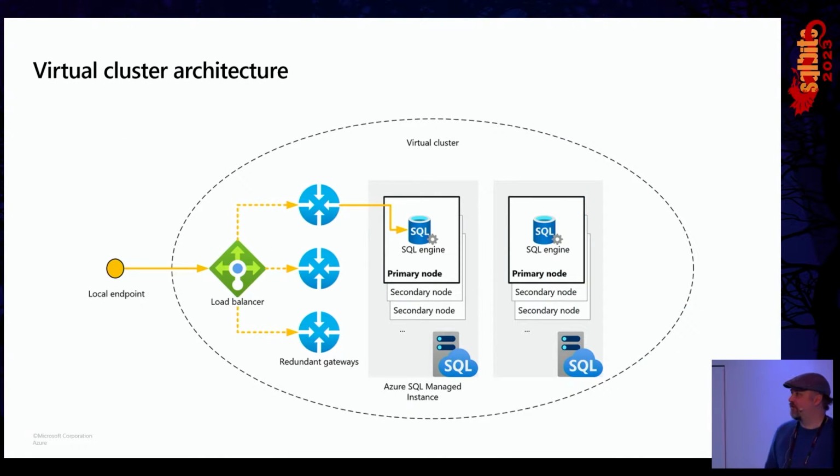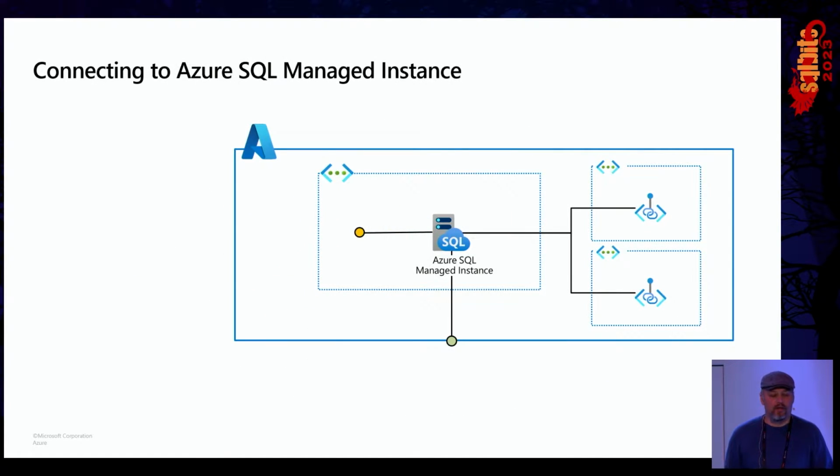Then, here is a very basic view of the virtual cluster architecture. You can see that we have one or multiple managed instances within the same virtual cluster. We have, besides that, some other services and nodes for monitoring and for backing up. And we have this local endpoint reaching through the load balancer and primary and redundant gateways to access the managed instance. With that, let's talk about how you can connect and what types of connections you can use for connecting to Azure SQL Managed Instance.